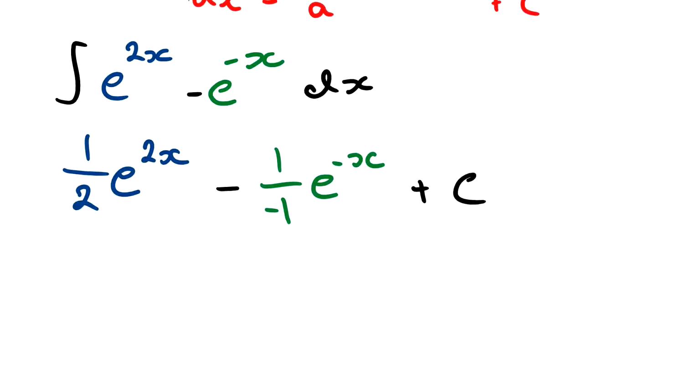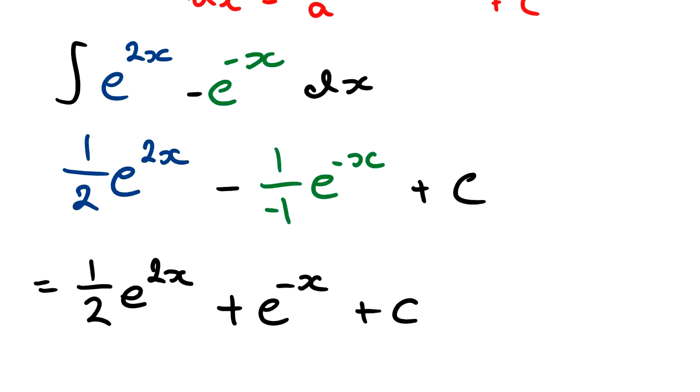Alright, now that we've got that, we can simplify it down. Blue is going to remain the same, it can't be simplified down. This 1 over negative 1 can change to negative 1. So we end up with negative 1, and 2 negatives make a positive. So we end up with plus e to the negative x plus c.